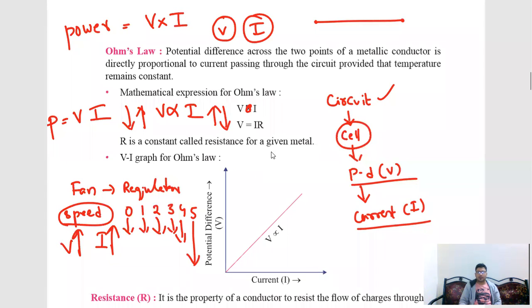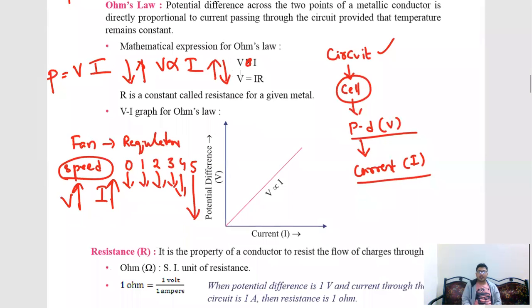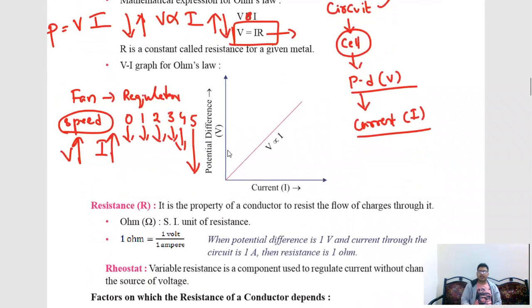Right? So voltage is directly proportional to current, and the formula is V = I × R. R stands for resistance. For voltage and current, there is a graph, so in the examination they might ask for the graph also. You will take current on the x-axis and potential difference on the y-axis. So this is the point 0.